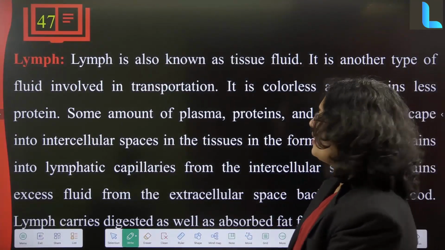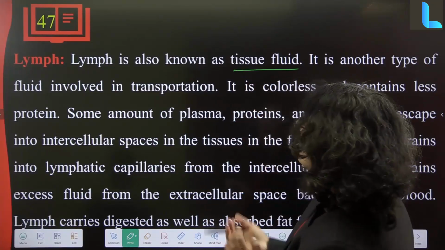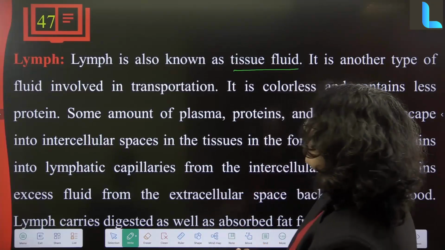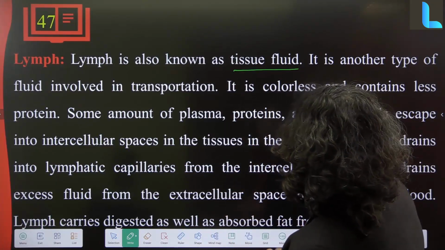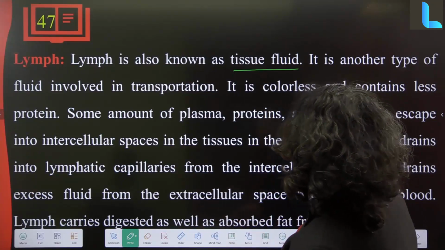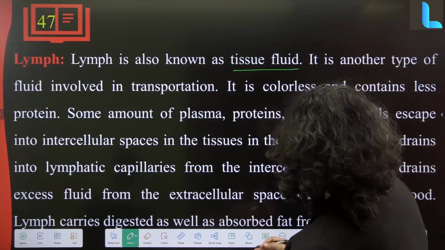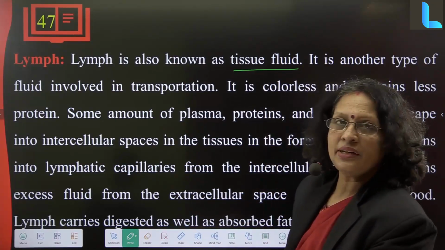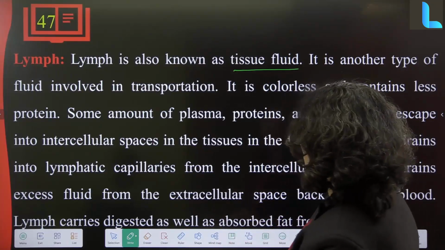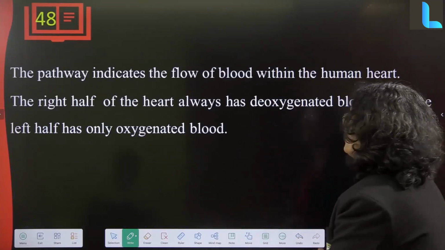Now what is lymph? Lymph is also known as tissue fluid. Okay. It is another type of fluid involved in transportation. It is colorless and contains less protein. Some amount of plasma, protein and blood cells escape into the intercellular space in the form of lymph. It drains into lymphatic capillaries from the intercellular space. It drains excess fluid from the extracellular space back into the blood. So it also carries digested and absorbed fat from the intestine.